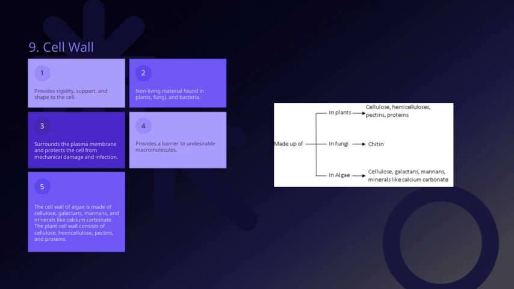The key point here is that the cell wall acts as a protective barrier. It helps prevent undesirable macromolecules from entering the cell, which is crucial for maintaining cellular integrity. It's important to remember that the cell wall is a non-living material, yet it plays a vital role in plants, fungi, and bacteria by surrounding the plasma membrane. This layer not only offers protection from mechanical damage and infection, but also helps maintain the shape and support of the cell. So, in summary, the cell wall is essential for providing structure, support, and defense, making it a fundamental part of the overall health and function of these organisms.